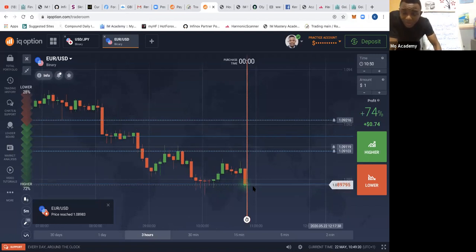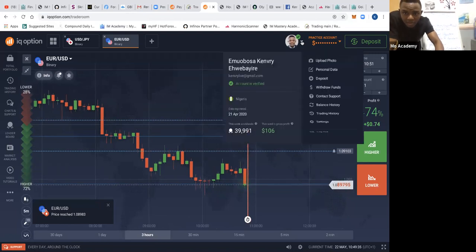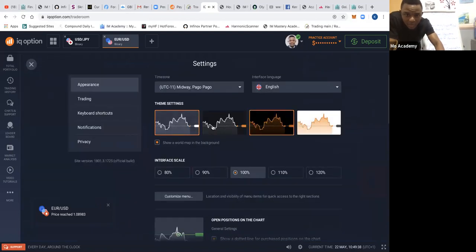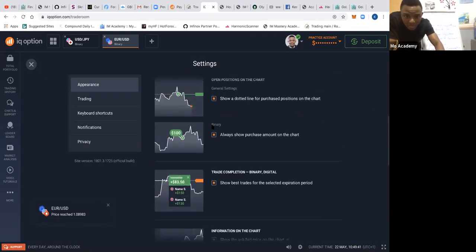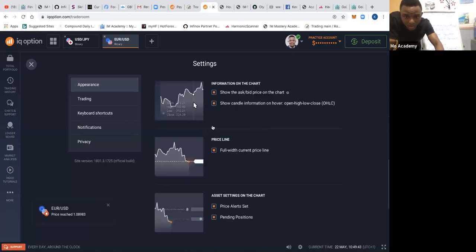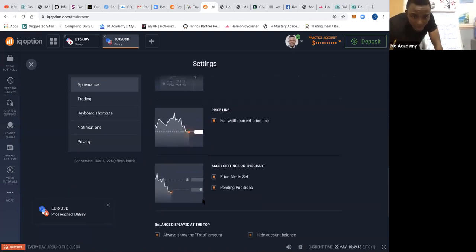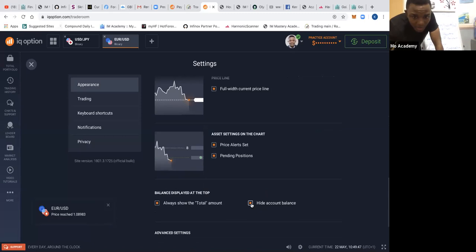Okay, how can you hide your balance? You click here, click on settings. All right, you come down. Balance displayed at the top. You can hide it, you can see, right? That's done.